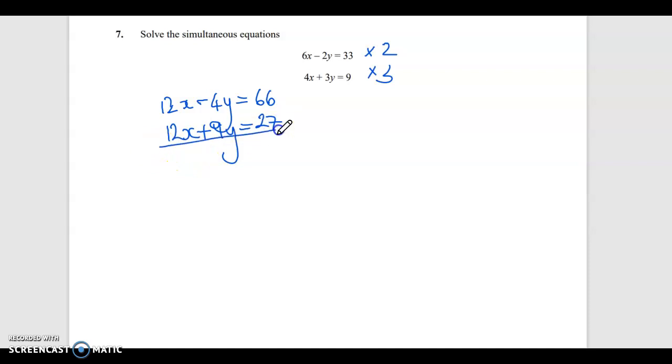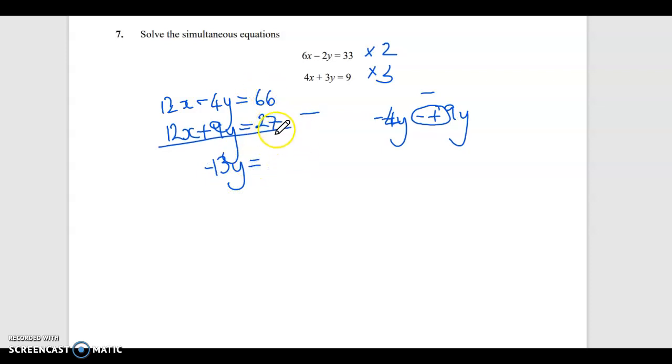Okay then, so to eliminate x, I'm going to take these away from one another. So 12x take away 12x ends up with 0, so that's eliminated. Now you've got to read these carefully. So I've got minus 4y, take away positive 9y. So the take away positive overrides, so these two here will be replaced with a negative. So minus 4y take away 9y will leave me with minus 13y.